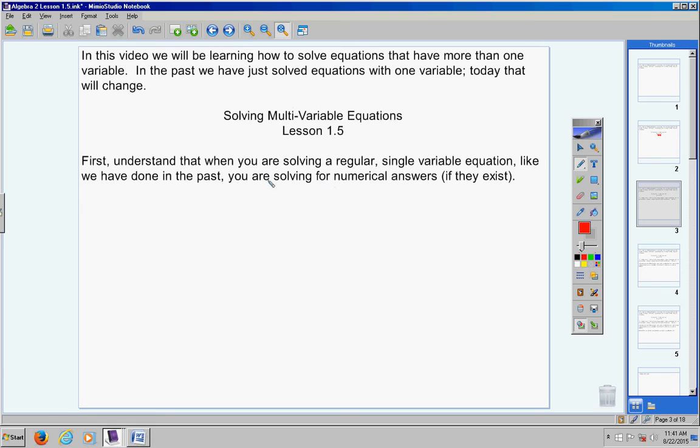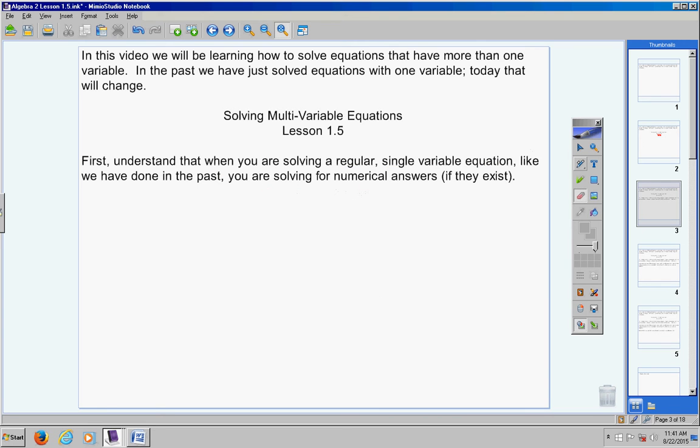Now, first understand that when you are solving a regular single variable equation like we've done in the past, you are solving for numerical answers if they exist. For example, an equation like this: 2x plus 3 equals 5, bring the 3 over, make it a negative 3. 2x equals 2, divide both sides by 2, x equals 1. That is a regular, single variable linear equation, and there's the answer. Now sometimes they don't have answers, but we'll worry about that later. But those are the equations you've solved in the past.